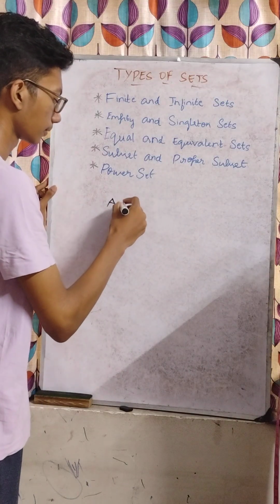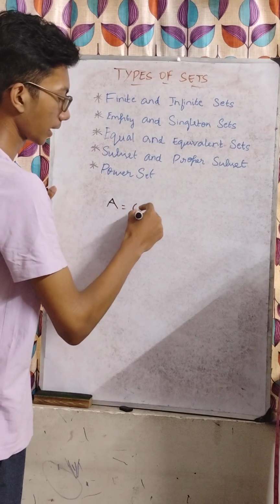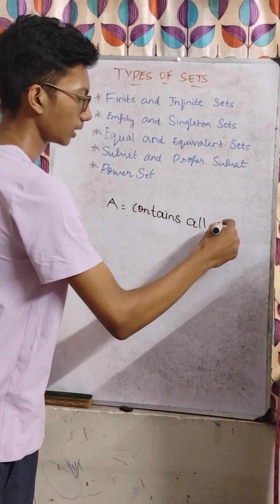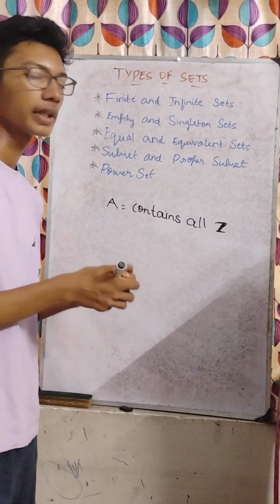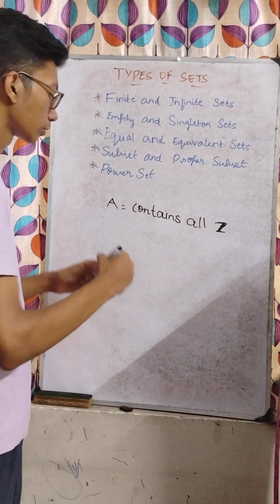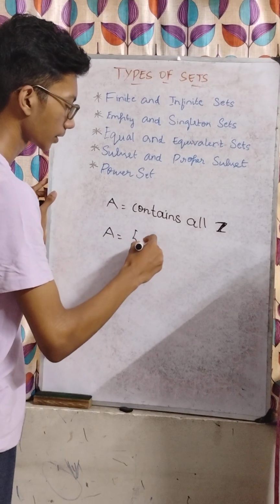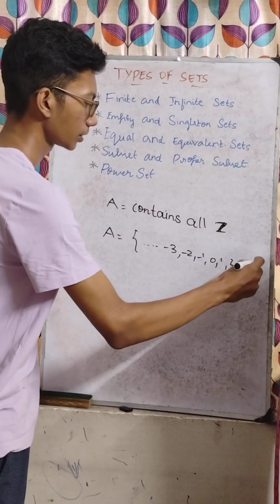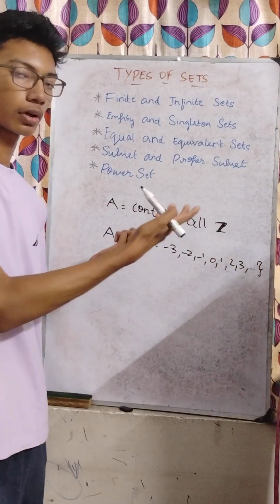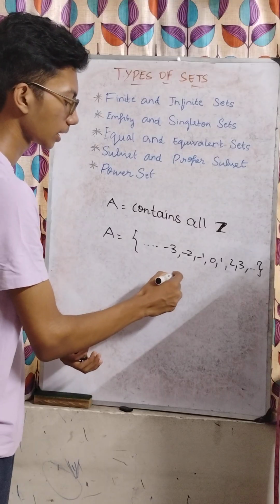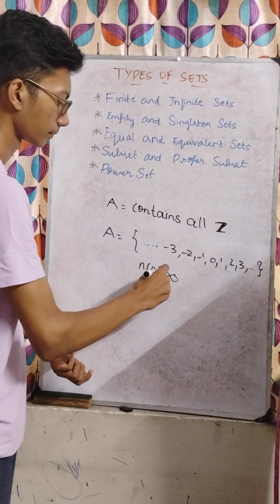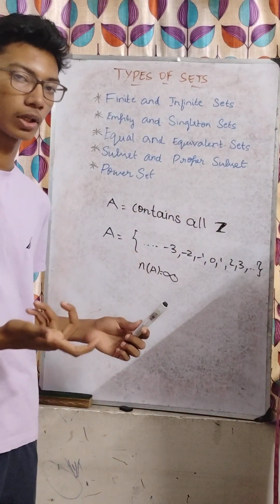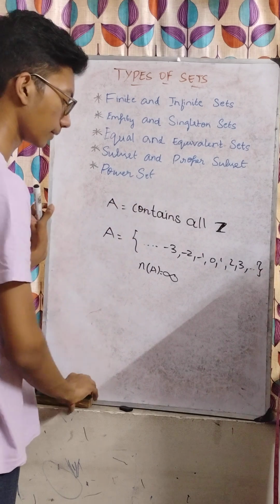Let's say we have a set that contains all integers. Now how many integers are there? There are an infinite number of integers. So this is how we will write this set. Can we count the number of elements in this set? Yes, but it is infinity. So n of A, the number of elements in A, is infinite. We cannot count each element and get to a final value or a whole number. So that's why it is an infinite set.